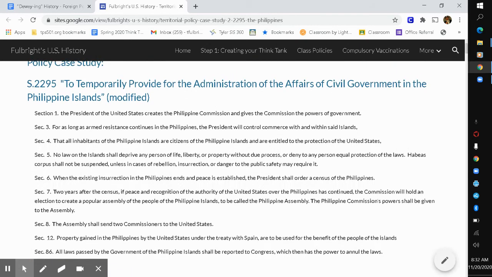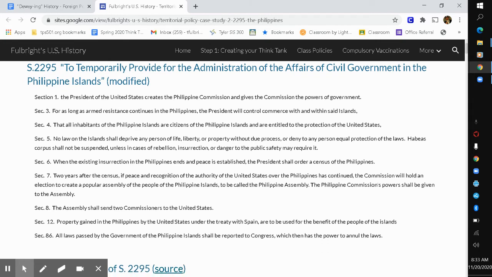So basically, the bill is going to say, we'll help you form a government if you stop fighting, but that government is going to be restricted in what it actually protects, what it gives you. Who's still, for the most part, going to be in charge of the Philippines?